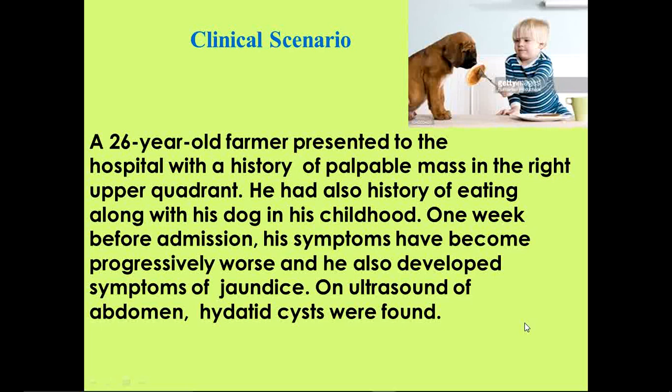So let's have a quick look at this clinical scenario which I discussed briefly with you. A 26-year-old farmer presented to the hospital with a history of palpable mass in the right upper quadrant. So this is the liver area, and there is a history of mass, and this is probably due to hydatid cysts. He also had a history of eating along with his dog in his childhood, so there is history of contact. One week before admission, his symptoms had become progressively worse, and he also developed symptoms of jaundice.